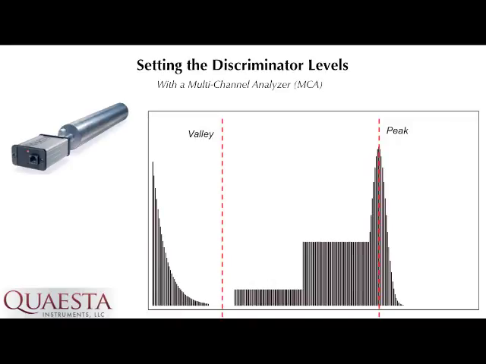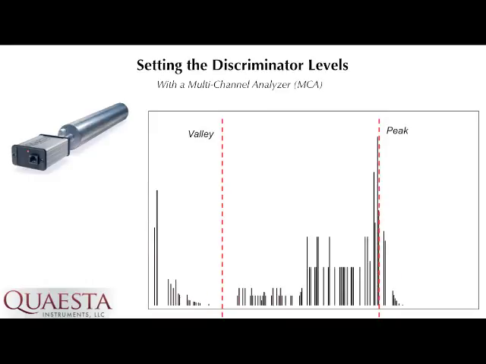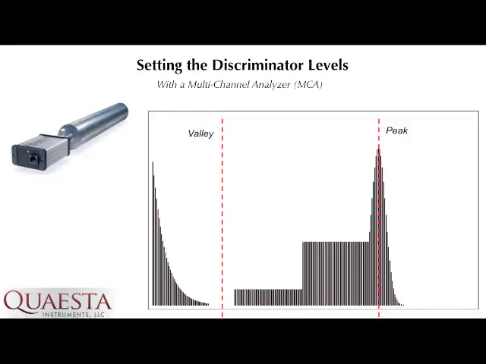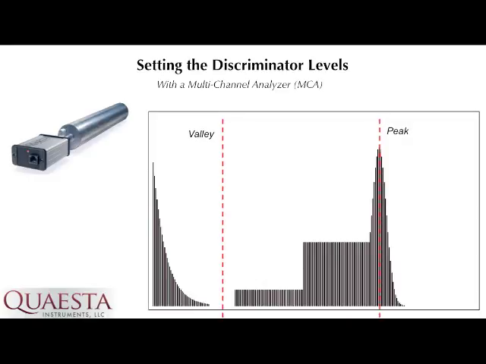It is then easy to identify key features such as peaks and valleys. However, even before the histogram is completely filled in, the user may readily identify sharp features and select the location on the spectrum for setting discriminator levels.